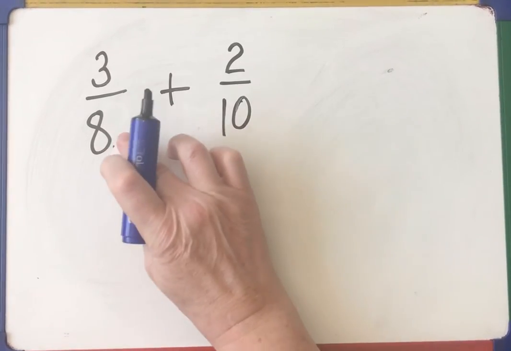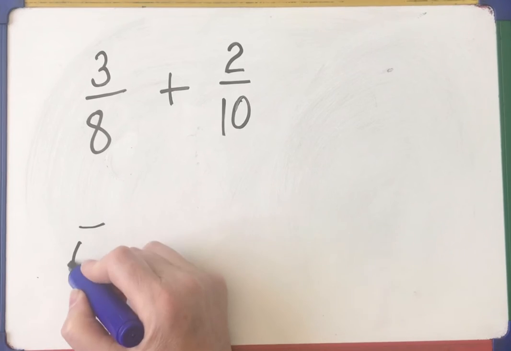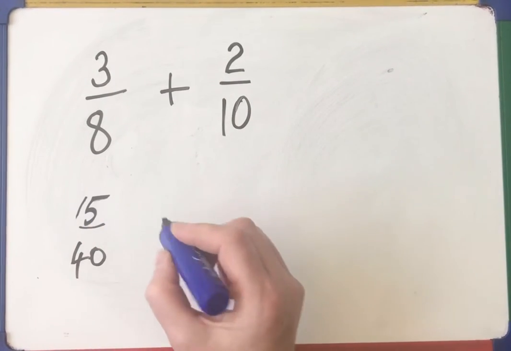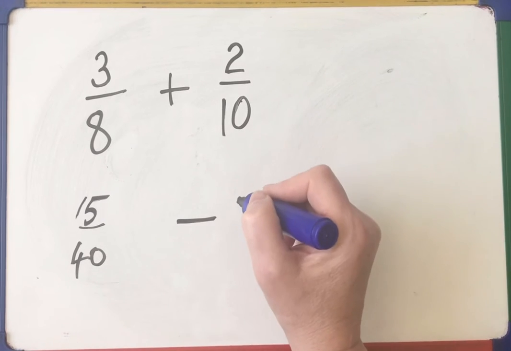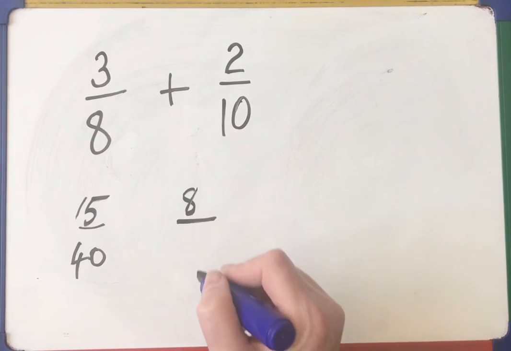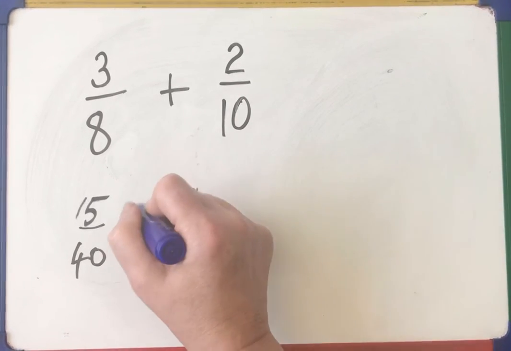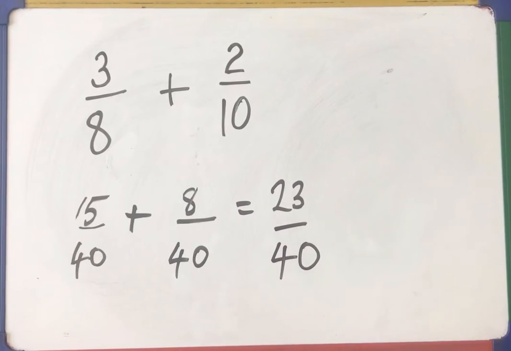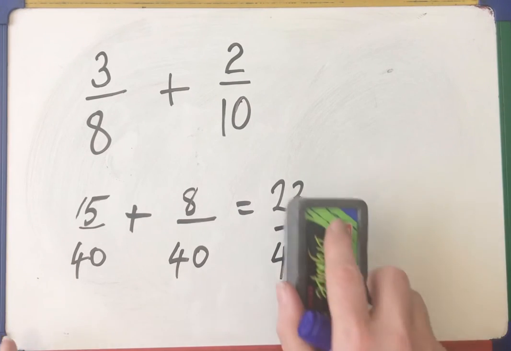if I say 40, 8 times 5, so 3 times 5. 10 times 4, so 2 times 4. And that gives me straight away the 23 out of 40. So it's always more efficient to look for the lowest common multiple. Let me show you another example.